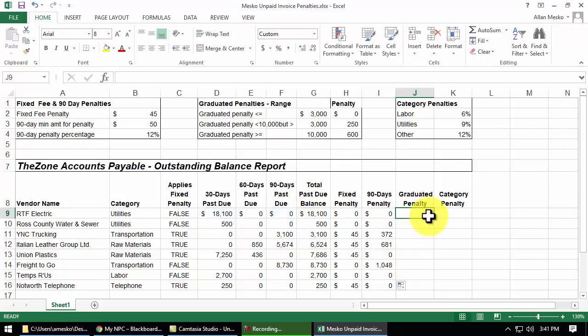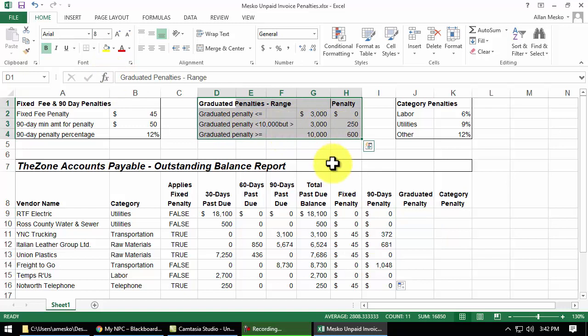So on this graduated penalty scheme, it says write a formula that can be copied down. Here's the criteria. If you have a total past due balance of 10 grand or more, apply a penalty of $600. If it's between 10,000 and 3,000, apply $250. And if it's a total past due balance less than or equal to 3,000, no penalty. Here's the scheme for that. This is sort of like what we just did with the big, medium, and small, isn't it? They set it in order of big to small, didn't they? So let's do it from big to small.